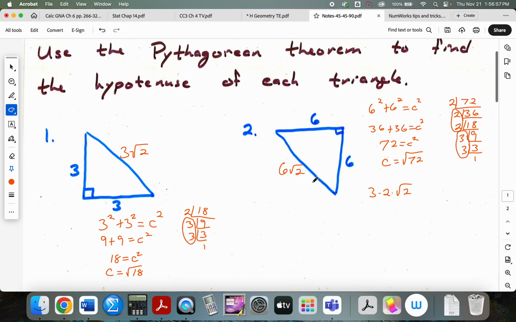But I want you to notice something. When these two sides were both 3, the hypotenuse was 3 square roots of 2. When these two sides were both 6, the hypotenuse was 6 square roots of 2. So, without doing any work, if I told you that this was 15 and it's a right triangle and that's 15, what do you guess this would be? What did you say? Yeah, 15 square roots of 2. It turns out it works that way every single time.